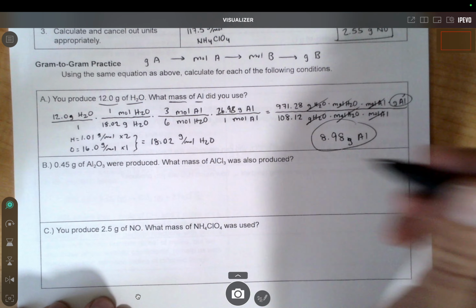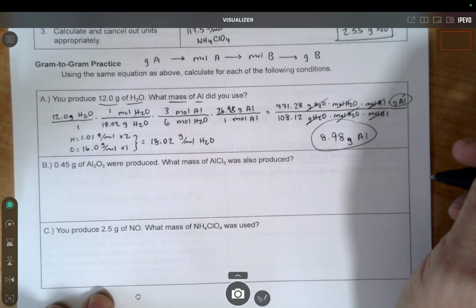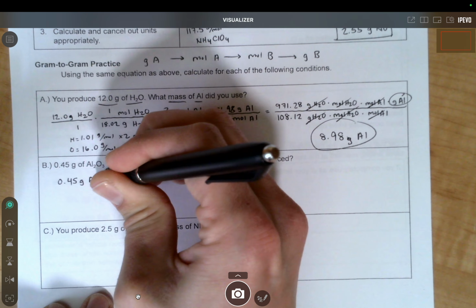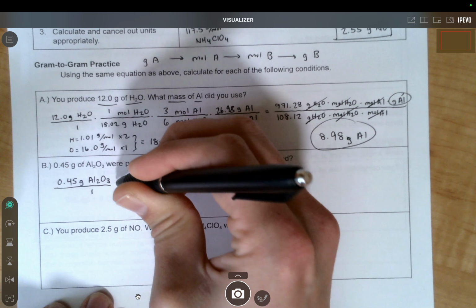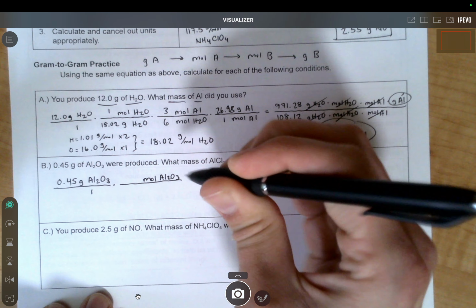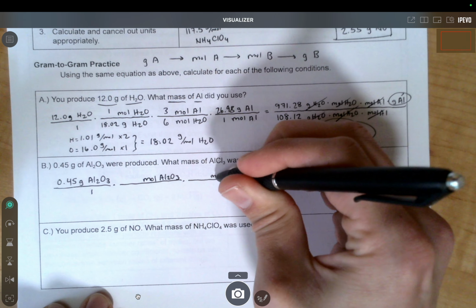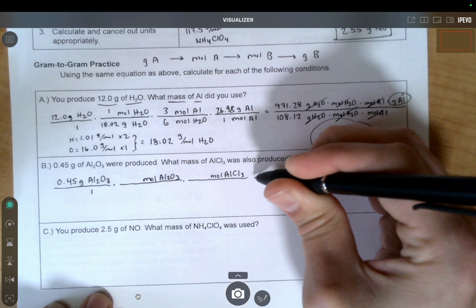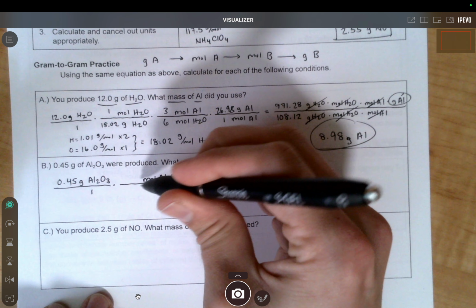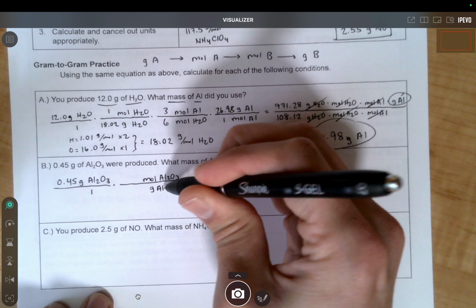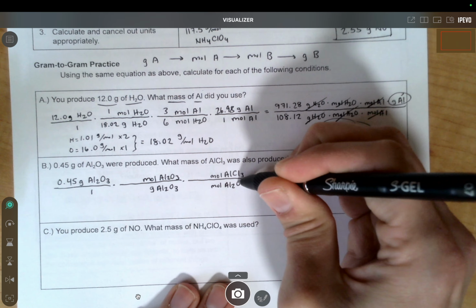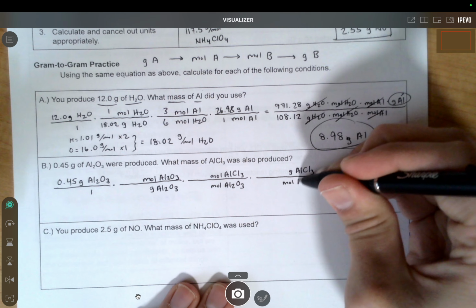0.45 grams of aluminum oxide were produced. What mass of aluminum trichloride was also produced? Here we go. We're going to speed run this one. Al2O3 over 1. So I've got moles of Al2O3, moles of AlCl3, and grams of AlCl3. In the denominator, I just follow the units: grams of Al2O3, moles of Al2O3, and then moles of AlCl3.